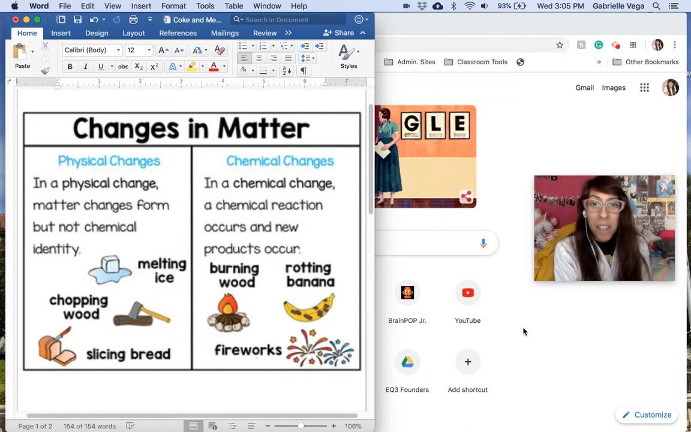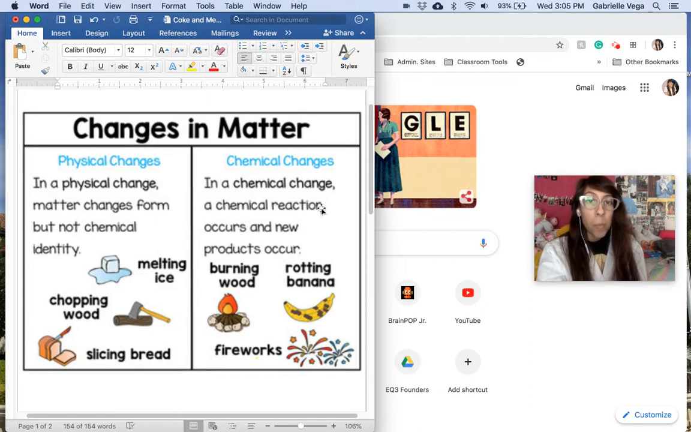We have a really exciting experiment for the day, but before we get started, let's first go ahead and review the changes of matter and remind ourselves what a physical change is and what a chemical change is. So remember, in a physical change, matter changes form, but not chemical identity. So melting ice, chopping wood, slicing bread, all of these are examples of physical changes where the material changes the way that it looks, but it's still the same material.